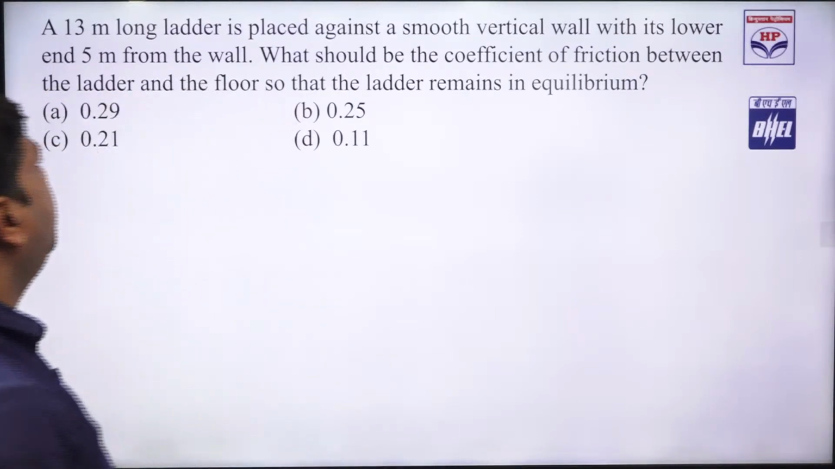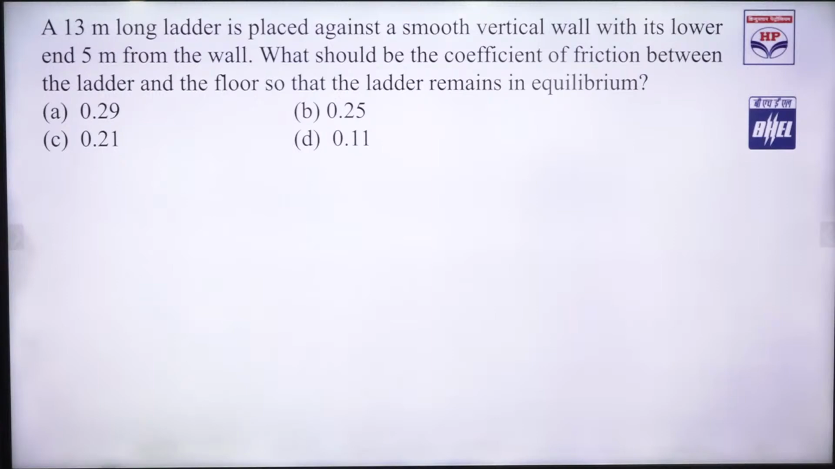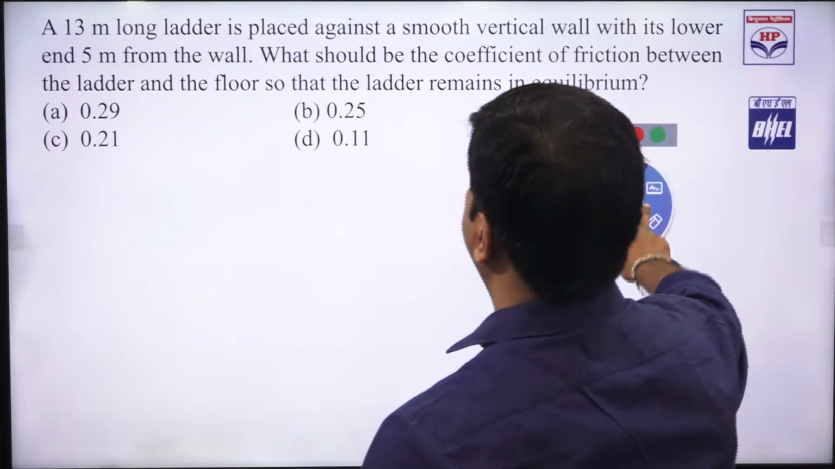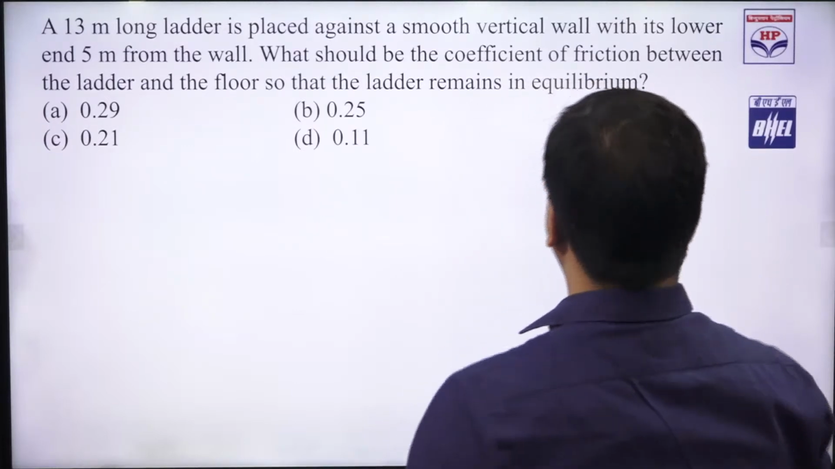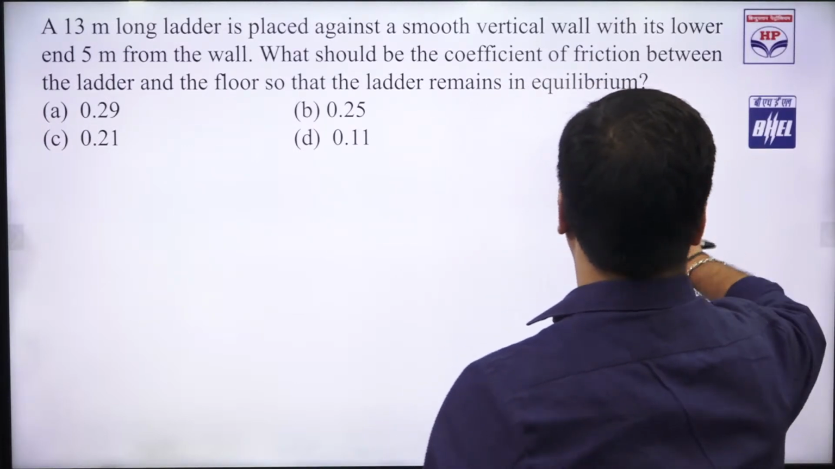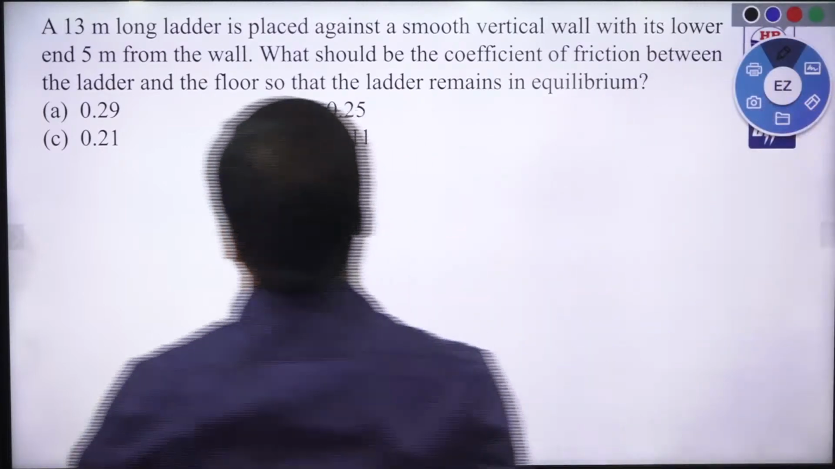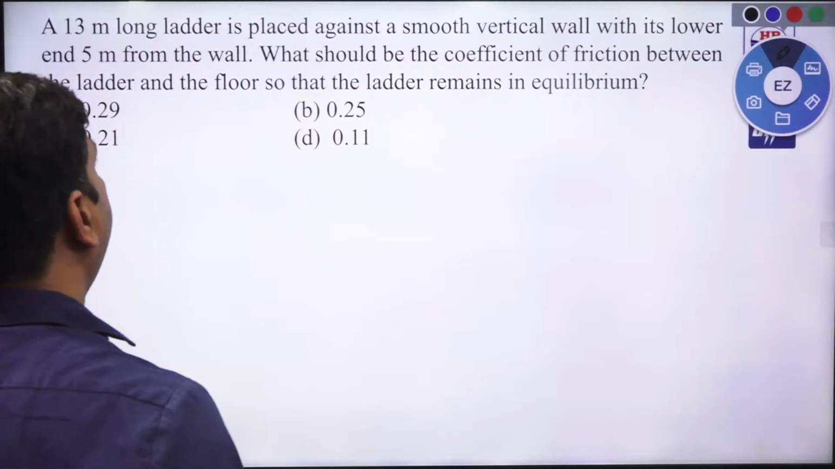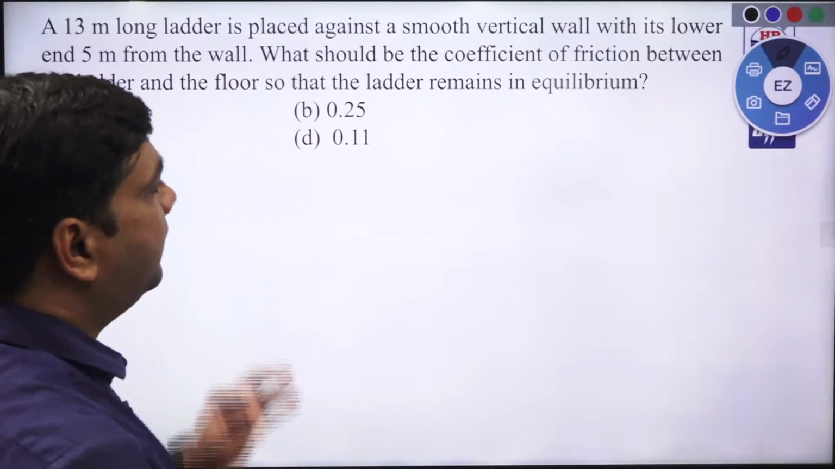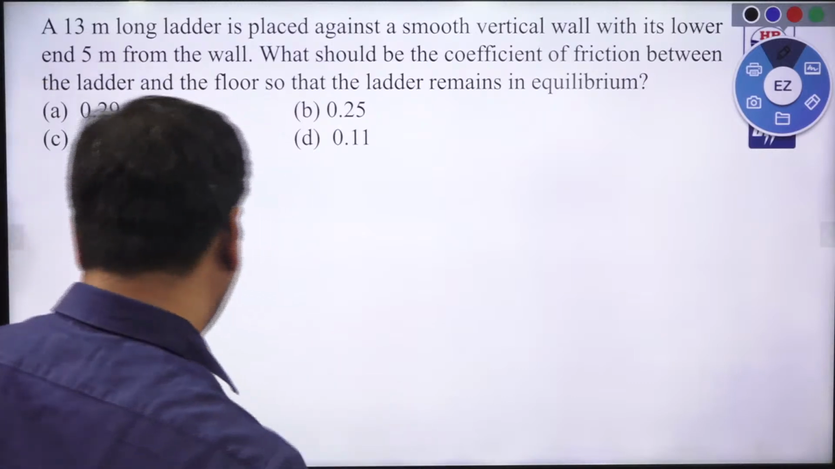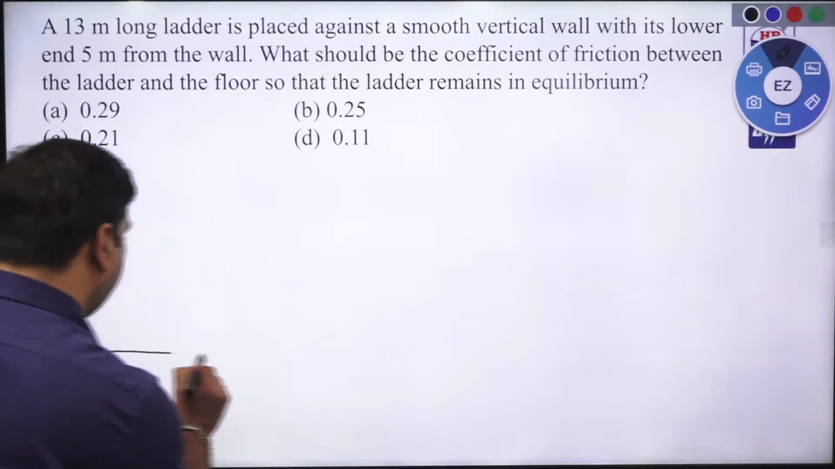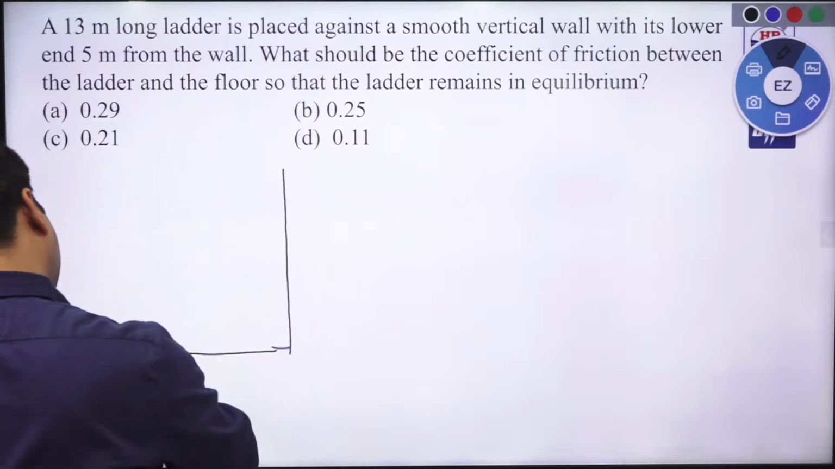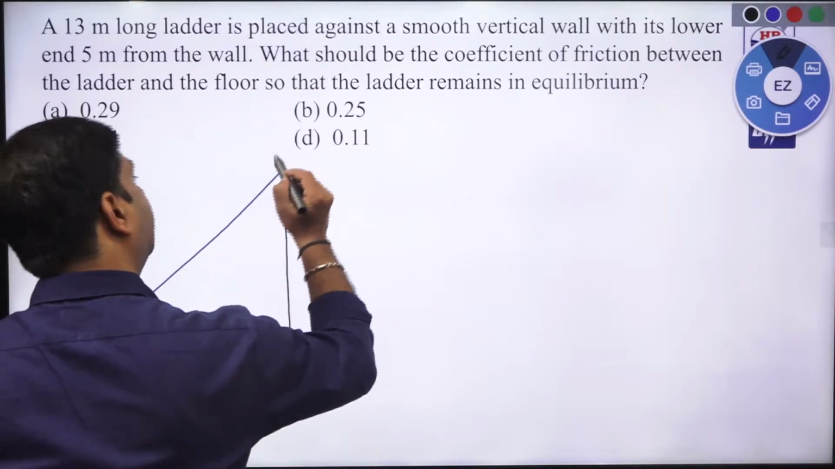A 13-meter long ladder is placed against a smooth vertical wall with its lower end 5 meter from the wall. What should be the coefficient of friction between the ladder and the floor so that the ladder remains in equilibrium? So I am just going to draw the FBD of the ladder. Let us assume this is my floor and this is a ladder.